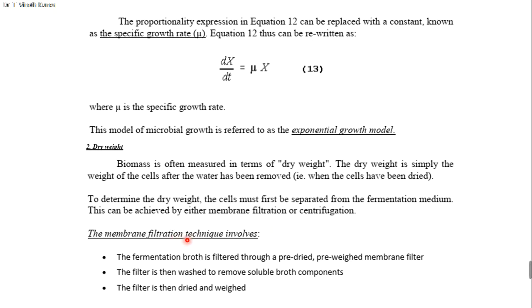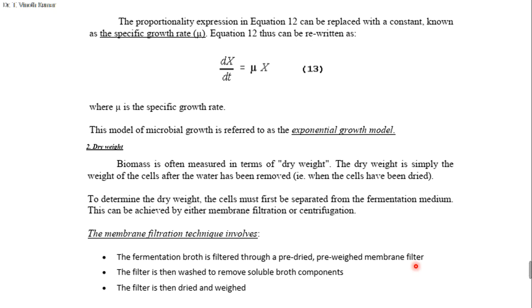The membrane filtration technique involves, first, we can choose the membrane filtration method, and we can go to the second one, the centrifugation. The first one is membrane filtration. The fermentation broth is filtered through the pre-dried, pre-weighed membrane filter. So usually the membrane filter is the 0.2 micron filter or 0.44 micron filter.